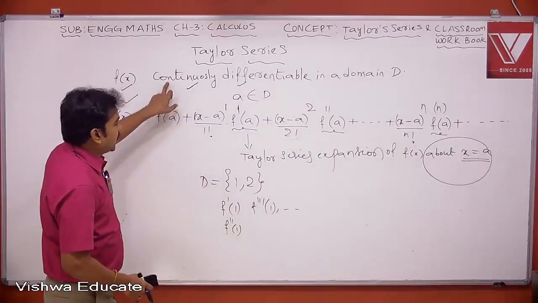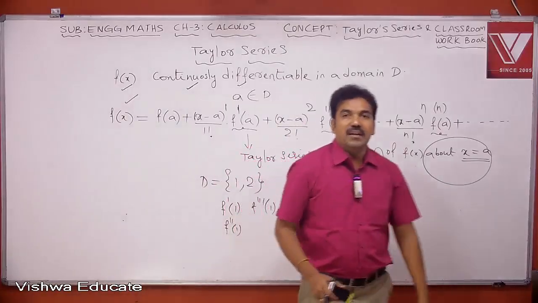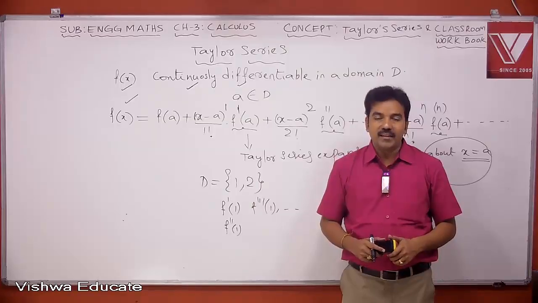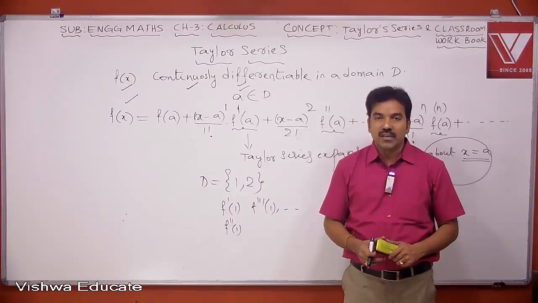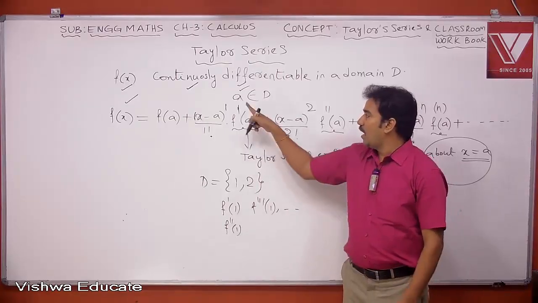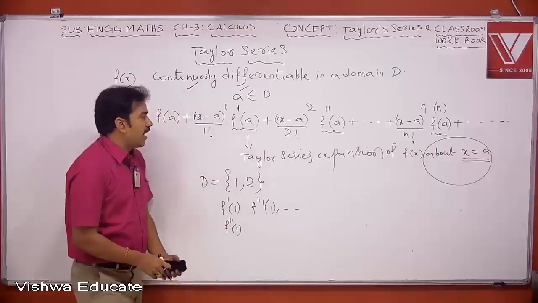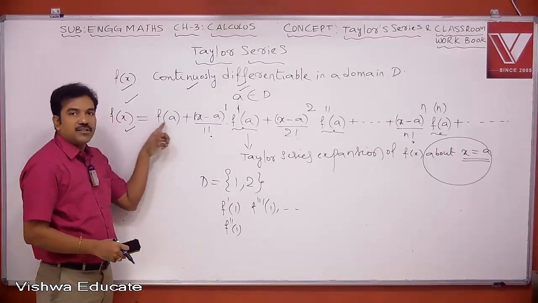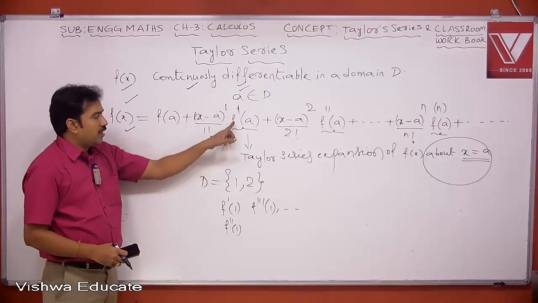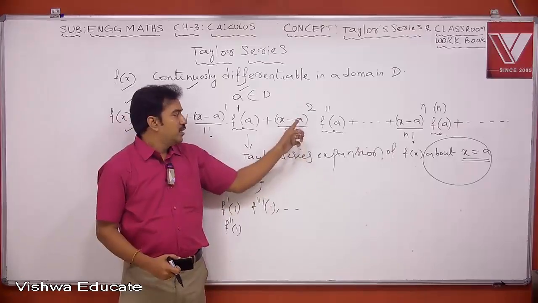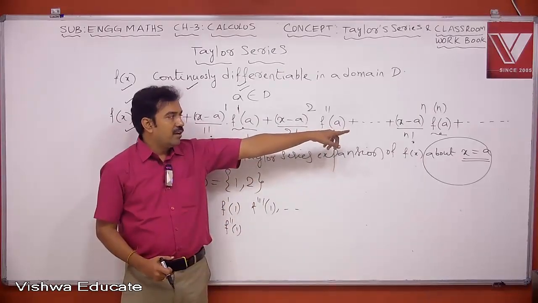Let f of x be a function which is continuously differentiable in a domain D, and small a be any element of D. Then f of x can be represented as f of x equals, write this series expansion: f of a plus (x minus a) to the power 1 by 1 factorial into f dash of a, plus (x minus a) whole square by 2 factorial into f double dash of a, plus and so on, plus (x minus a) to the power n by n factorial into the nth derivative of f at a, plus and so on.